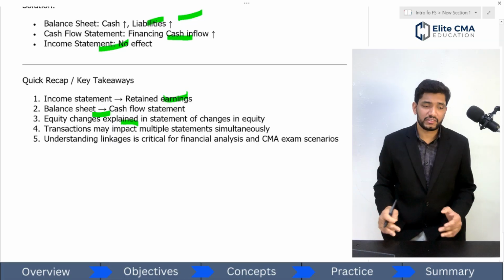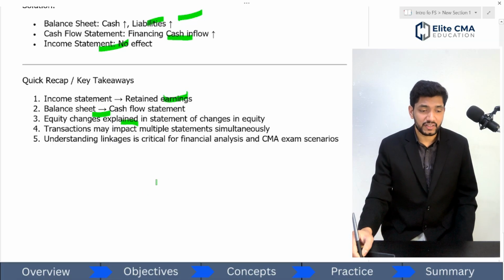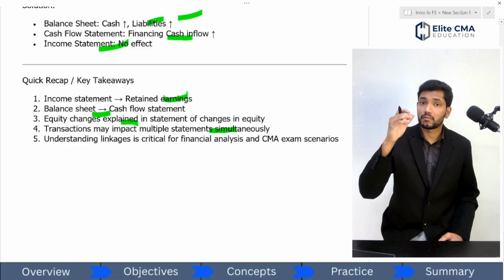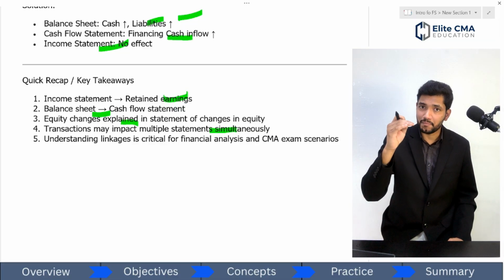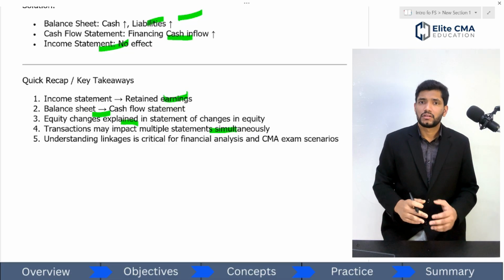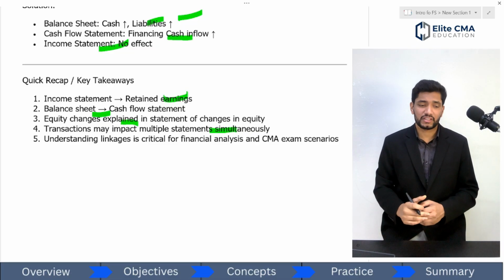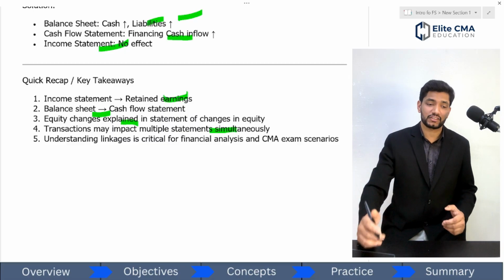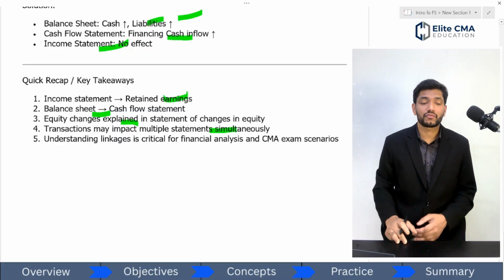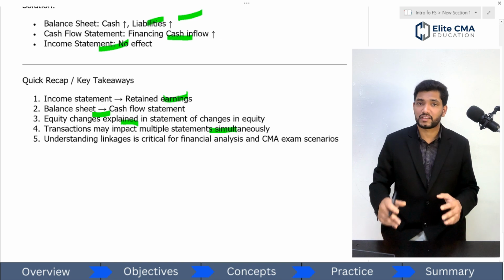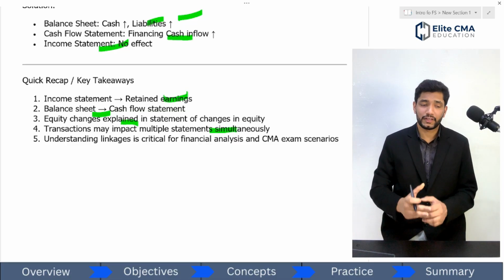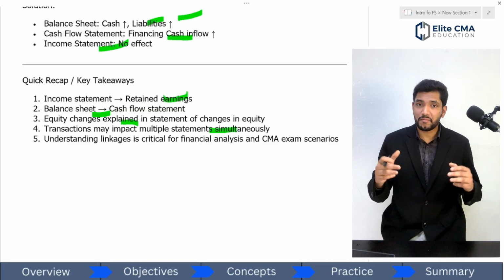A single transaction may impact multiple statements simultaneously. We just discussed borrowing from a bank, which can impact the balance sheet and the cash flow statement as well. Understanding the linkage is crucial for financial analysis and CMA exam scenarios, and for a financial management student.